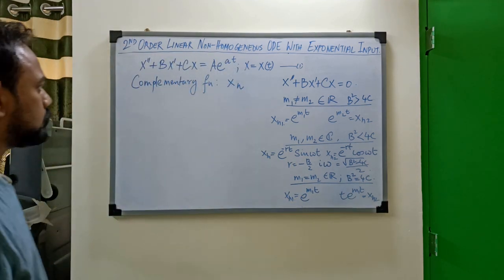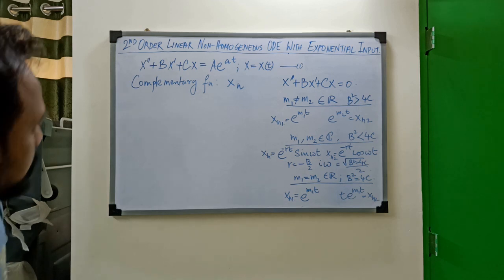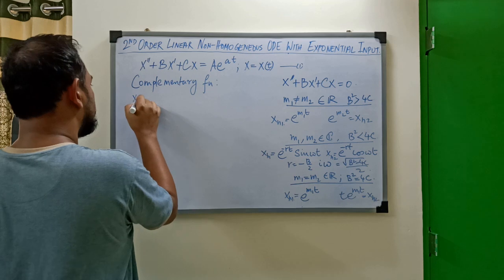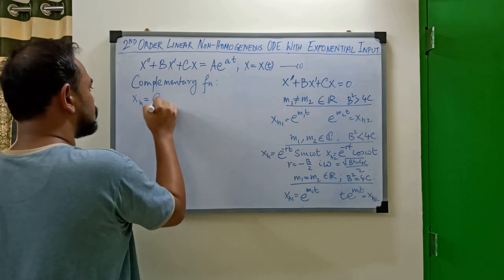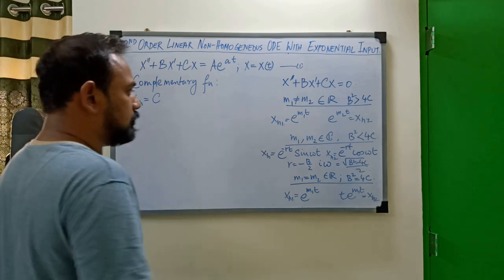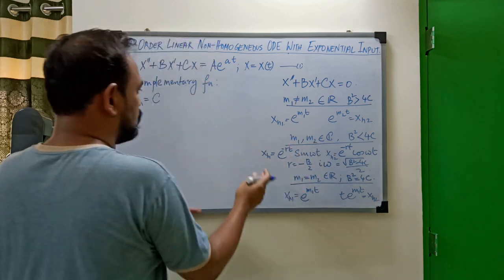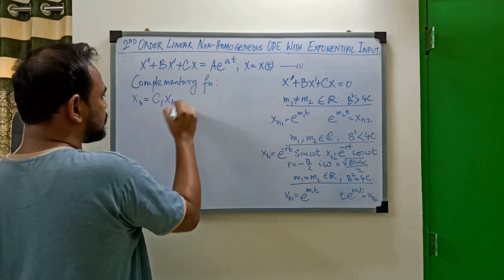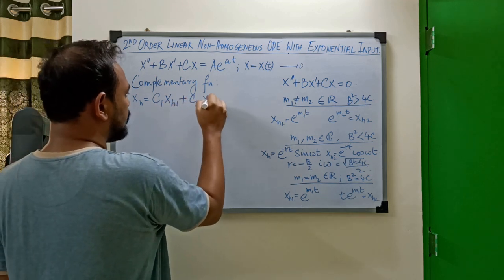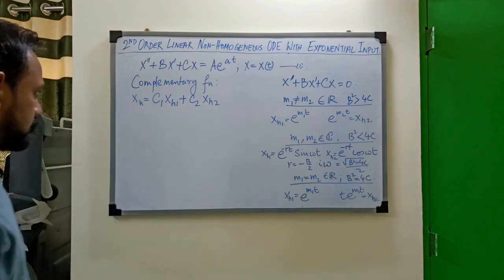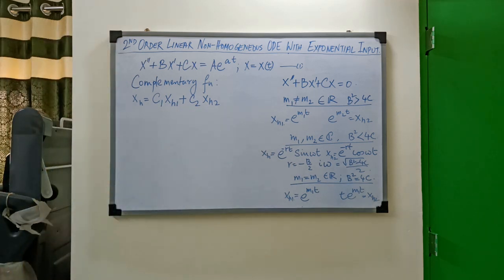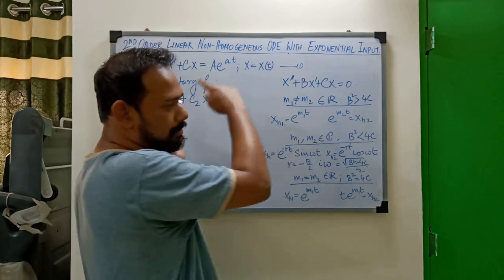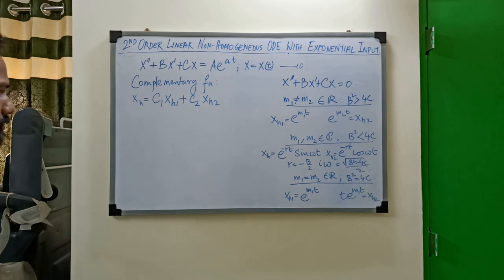Okay, so anyway, the complementary function, the way I had defined it, was really a linear combination of these two functions, c1 with xh1 plus c2 with xh2, where c1 and c2 are constants. And once you do this, you will get back all the results that we have covered in the previous videos.